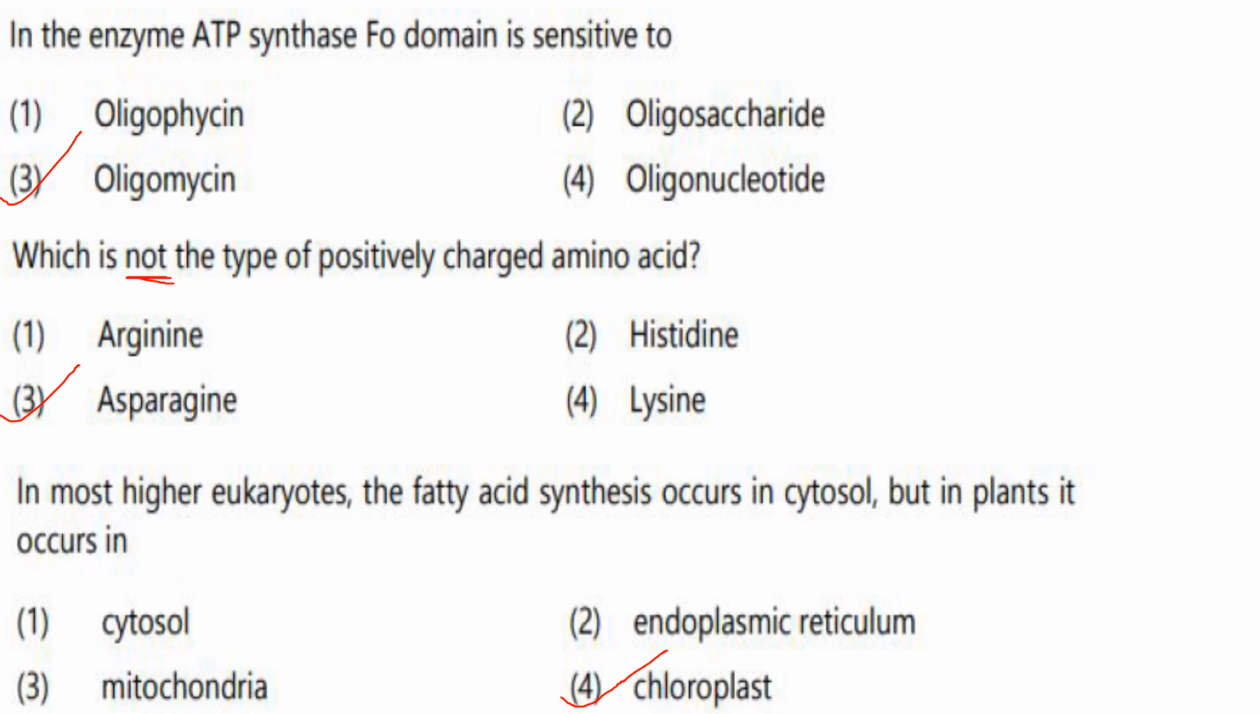Then next one. In most higher eukaryotes, fatty acid synthesis occurs in the cytosol. But in plants, it occurs in the chloroplast. Answer is option 4.